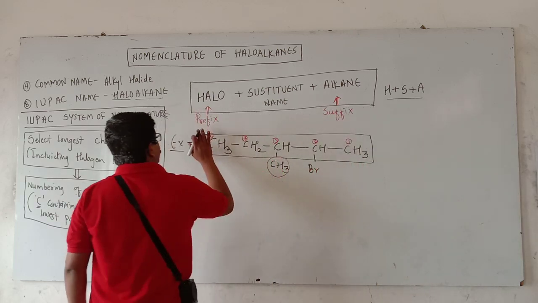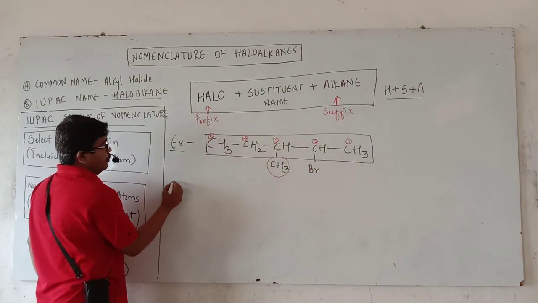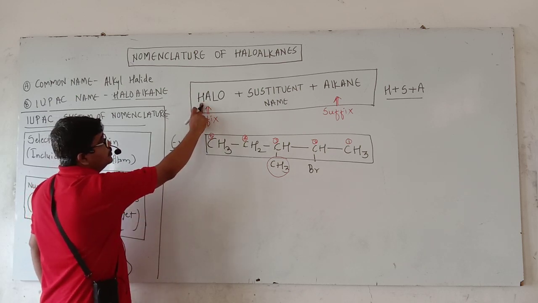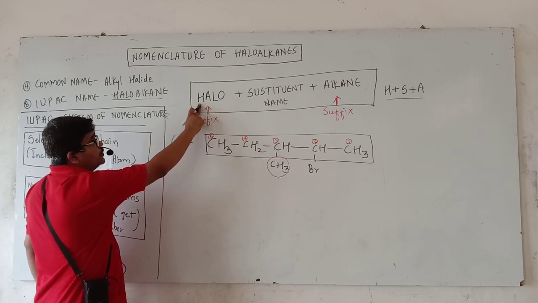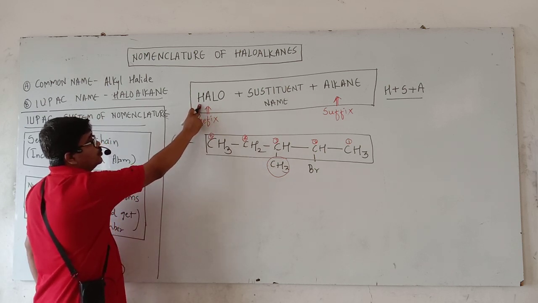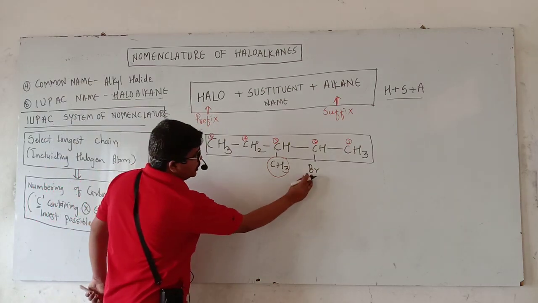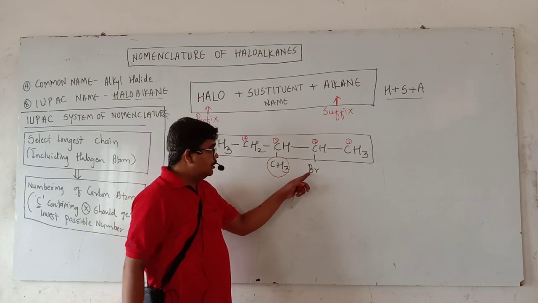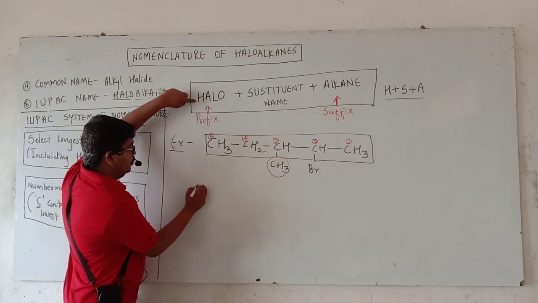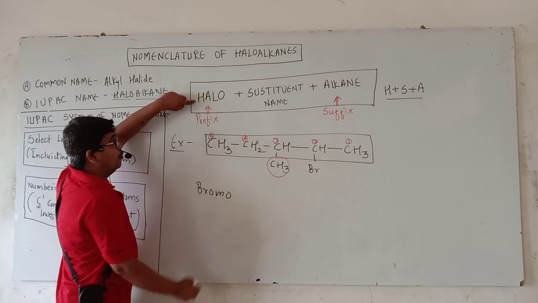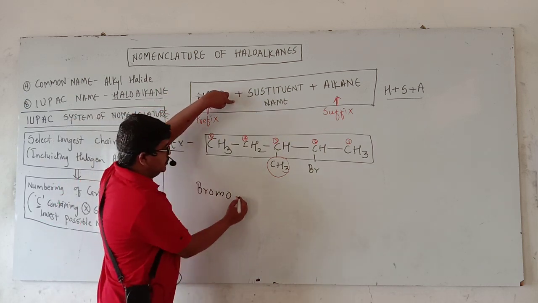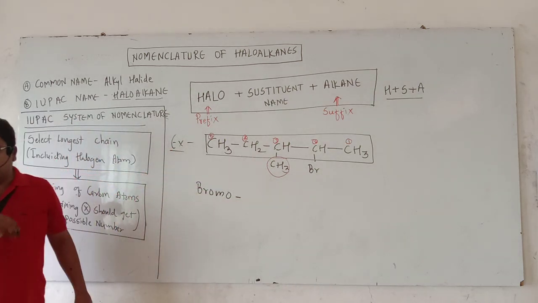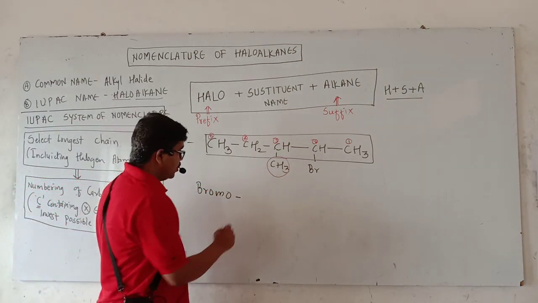Now while writing the name, what do you have to do? You have to write first halo. Halo means the name of the halogen. Here which halogen atom is there? Br. The halogen is Br, so halo will be bromo. Next is the substituent's name. Substituent means the one to which we have drawn a circle. Now CH3 means what?